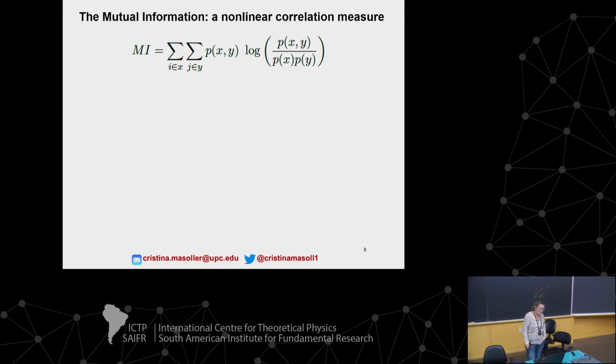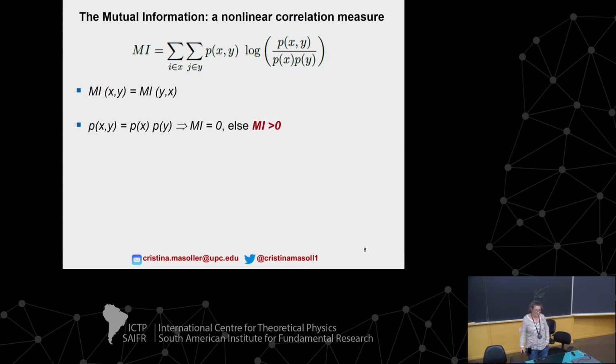Okay, so the mutual information is a nonlinear correlation. It captures correlations which are not seen by the cross correlation. This is a mathematical expression. Again, you can derive this from some principle like the joint entropy. But again, I'll give you the reference later.